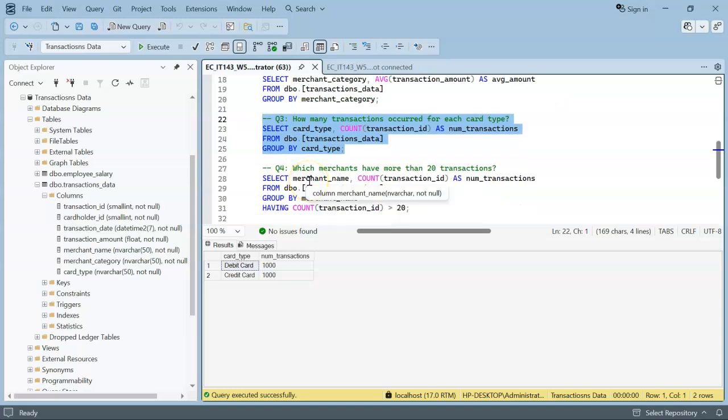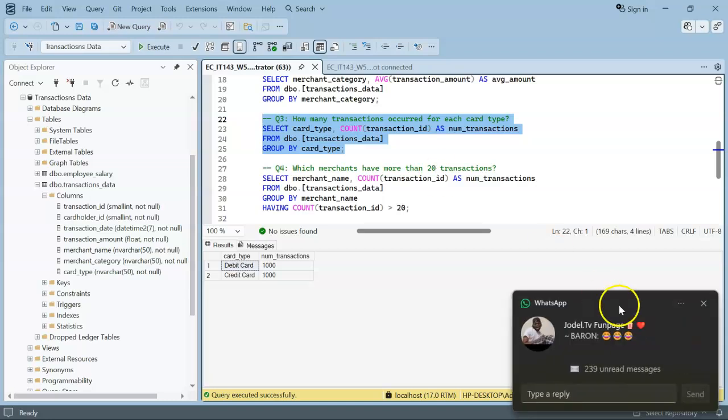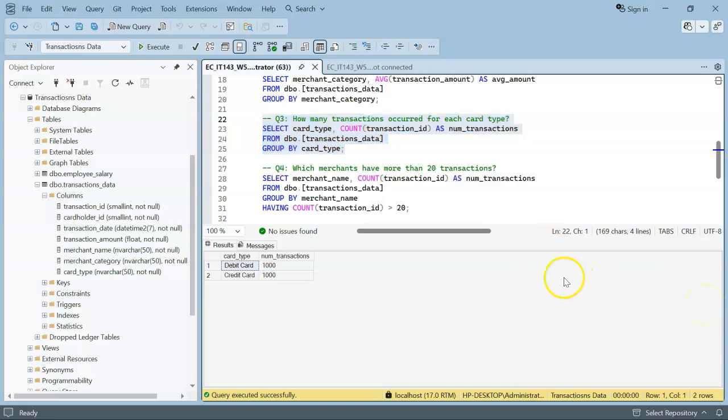Question four is which merchants have more than 20 transactions. What? It identifies merchants that have a higher number of transactions. Why? To find the popular or higher performing merchants. How? We used the count and the group by merchant name to count transactions per merchant. So now let's run this one too.